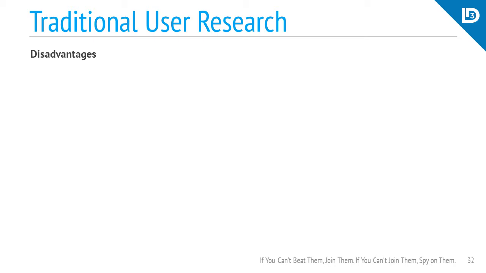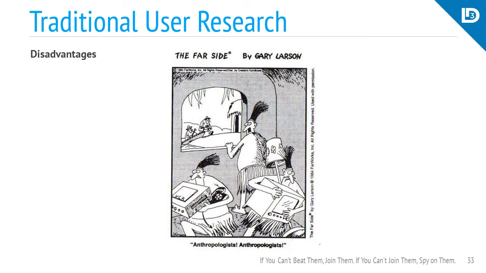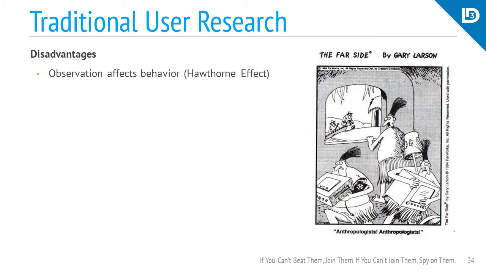The disadvantages of this research are, as you see in this Far Side cartoon, these villagers are saying, "Anthropologist, anthropologist," and they're hiding away their TVs and VCRs and lamps. So this is an effect called the Hawthorne effect, after a study that was done in the early 1900s where they concluded that observation affects behavior.